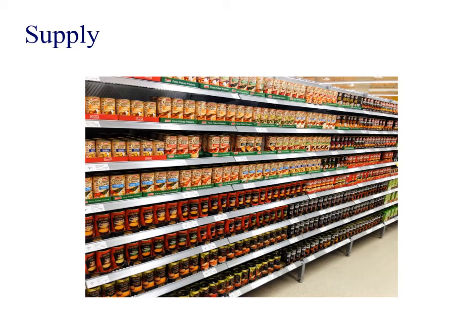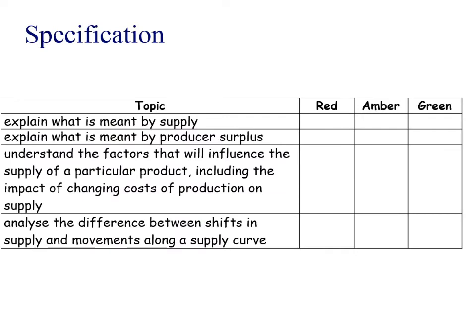So the other part of a market is supply. And these are your specification objectives. So again, a definition of supply and knowing what it means, knowing the definition of producer surplus, and also how to draw the diagram and show price changes, what happens to the producer surplus. Understanding factors that are going to shift supply, that are non-price factors, and being able to tell the difference between a shift in supply and a movement along a supply curve.